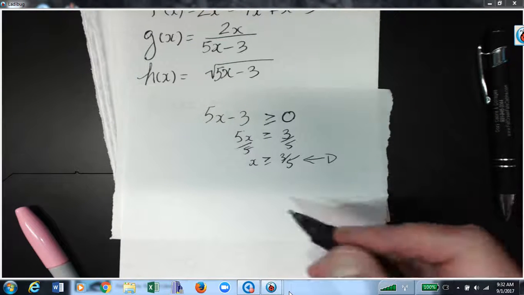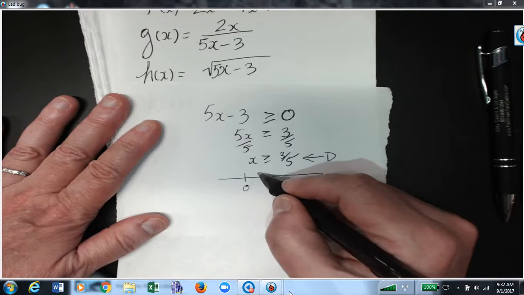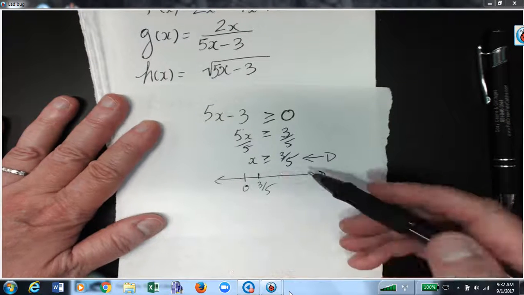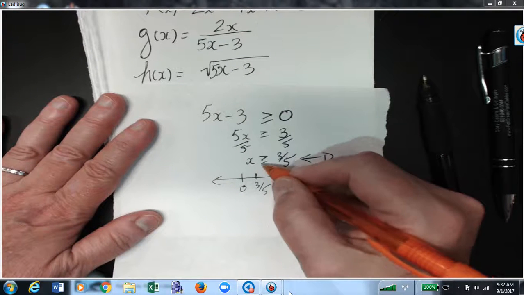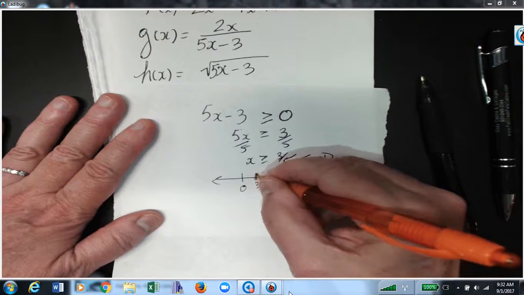Another way I can look at domain is on the number line. So I find 3/5. And according to this restriction, x is allowed to be 3/5, so I'm going to color it in.